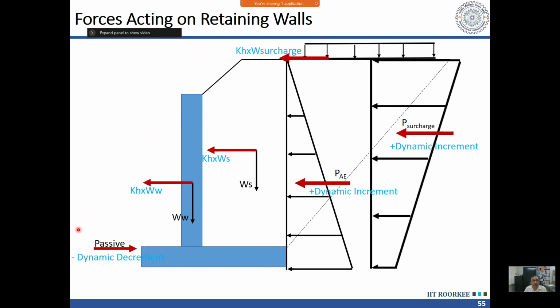Now AASHTO says that this passive pressure which will generate here, we should not take into account because it is not reliable. But our code, IRS code, says that we can take passive pressure into account, but it is limited to 1/3 of the actual passive pressure.